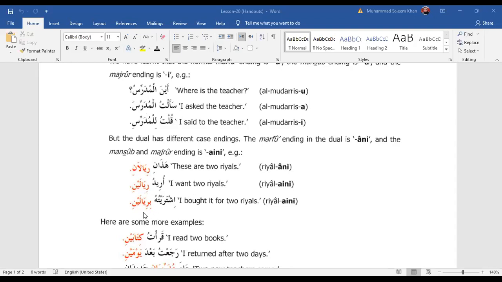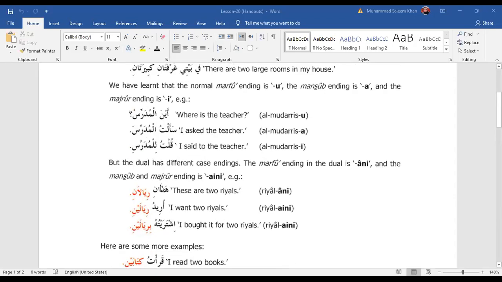Ishtaraytuhu bi riyalaini, I bought it for 2 riyals. Now it is riyalaini. Why is it riyalaini? Because it has harf jar before it. So here it is majroor. So whether it is mansub or majroor, it will be on the pattern of aini. Ani for the doer or for the subject, and aini will be in the place of object, or in the place of majroor.